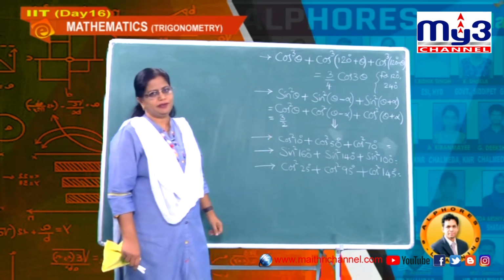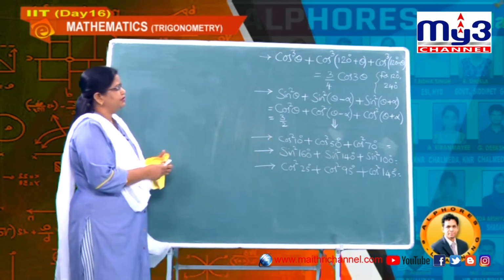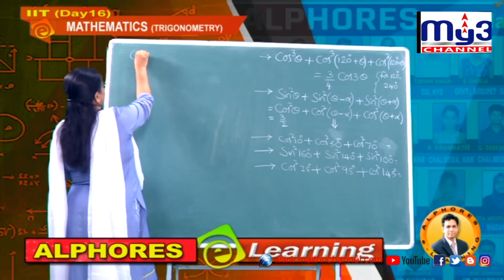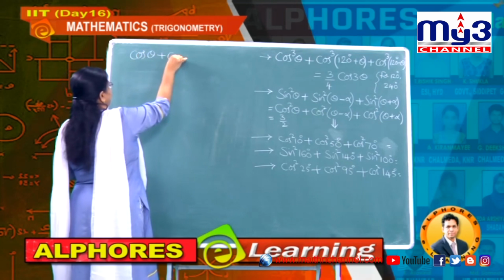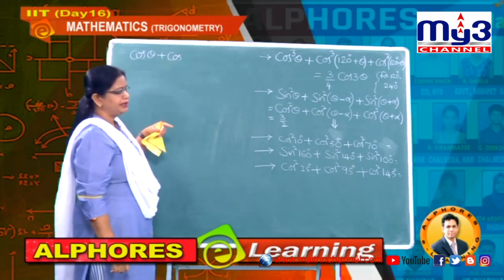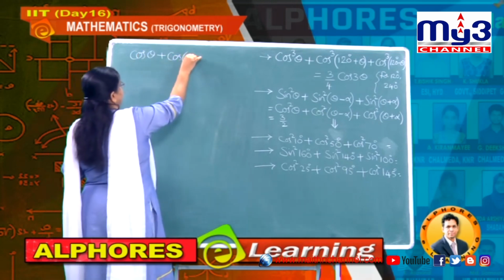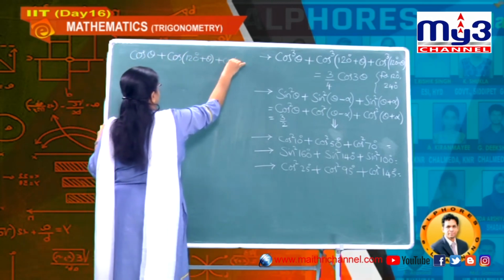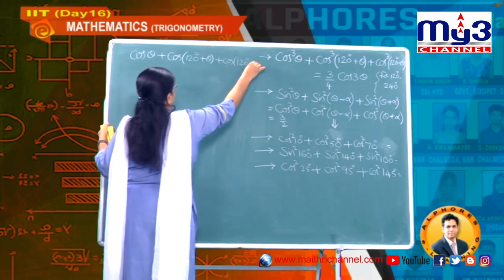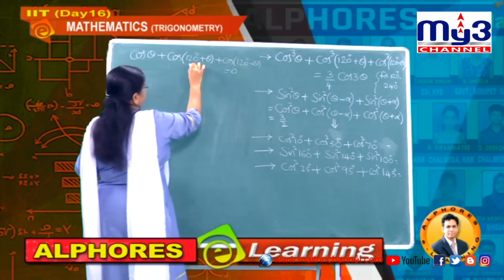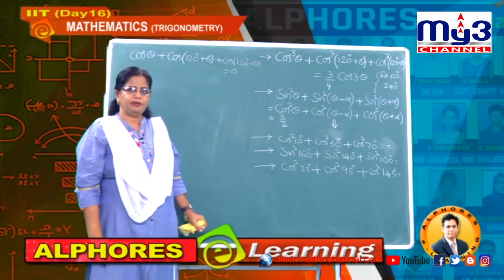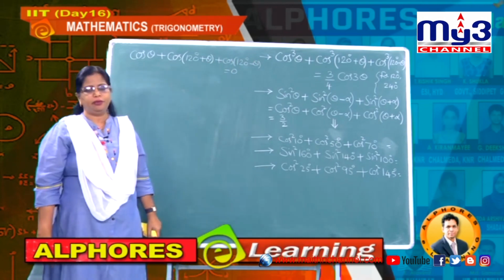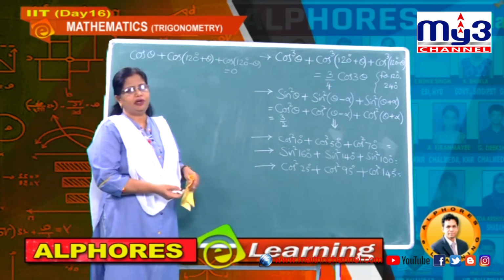Okay students, yesterday we discussed a formula: cos theta plus cos of alpha minus theta, or here, cos of 120 plus theta plus cos of 120 minus theta equal to how much? It is equal to 0, and this 120 degrees we can replace by 240 degrees also. The same result is applicable for 120 as well as 240.